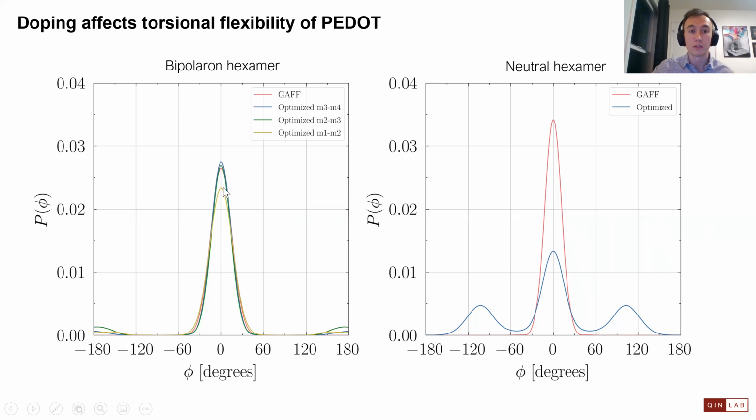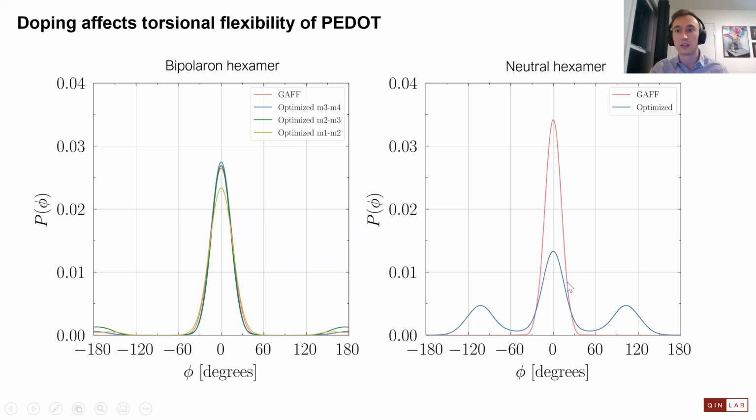However, there's a qualitative difference in that the GAF curve does not have any extra local minimum around here. It actually stays at 0 probability throughout the entire microsecond-long simulation. Whereas here, for all the different bonds along the backbone, we see that the optimized force field shows that some of these states are being accessed, which has implications for the morphology of the film.